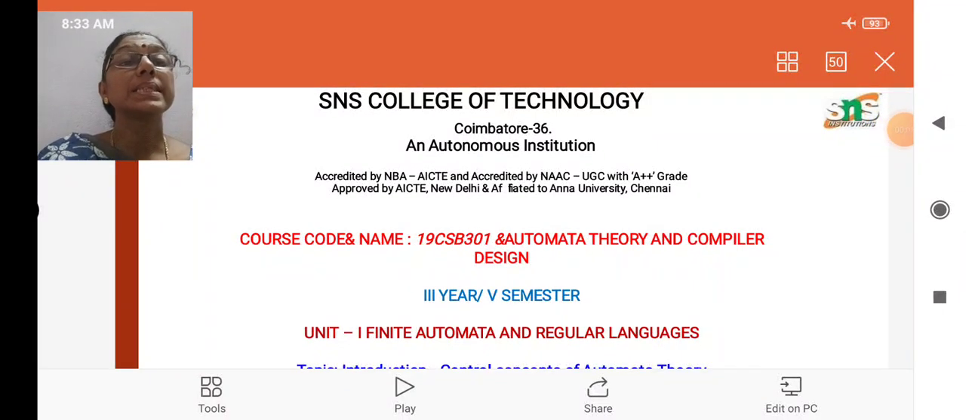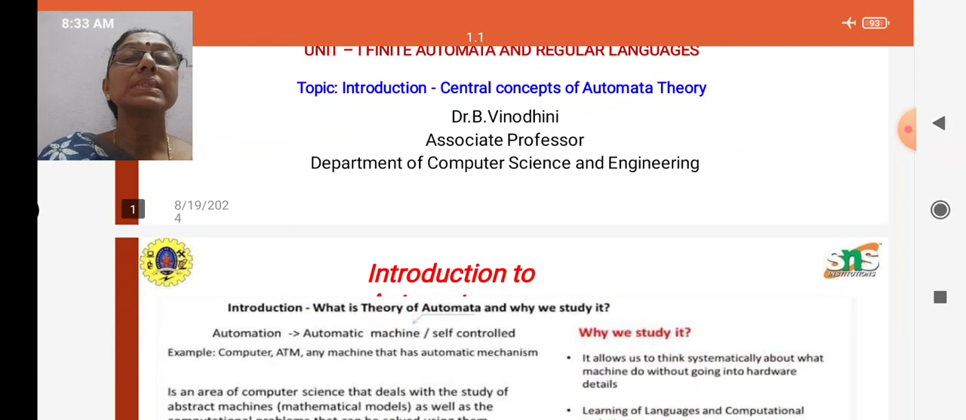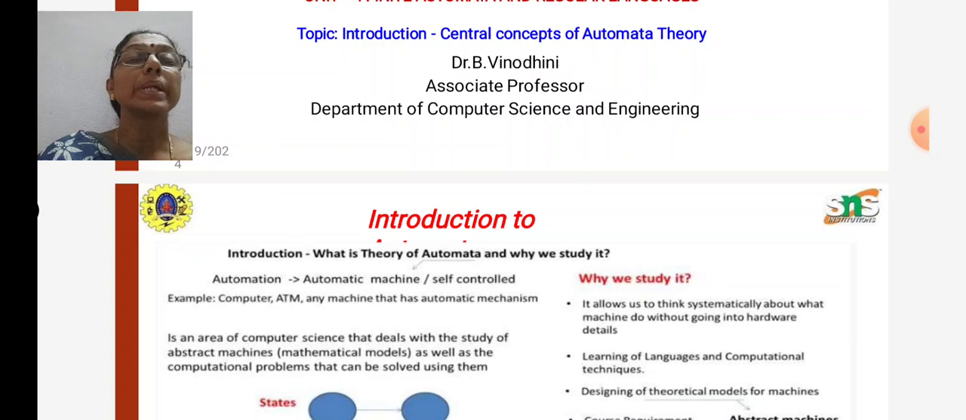In today's lecture series, we are going to see what an automata is, why we study automata theory, and what the three basic concepts of automata theory are. So first we will see what an automaton is. An automaton is nothing but a self-controlled machine. Examples of automata machines are an ATM, a computer, and any machine that has an automatic mechanism. It is an area of computer science that deals with the study of abstract machines and the operations that can be performed on those machines.